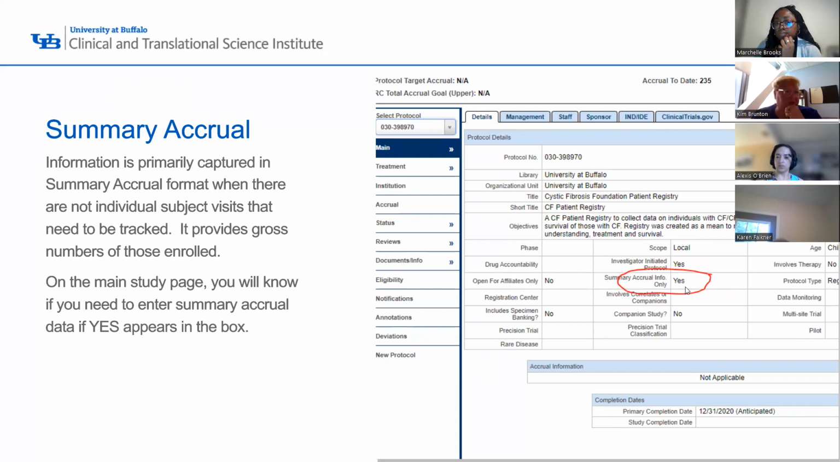If it is yes, it is a summary accrual. We are going to be looking at things like... we'd like a lot more information than you would have to, or I should say that you can get away with putting in. But again, think of those reports that we need. Think of all that information. More information is power. And it doesn't go on individual subject visits.